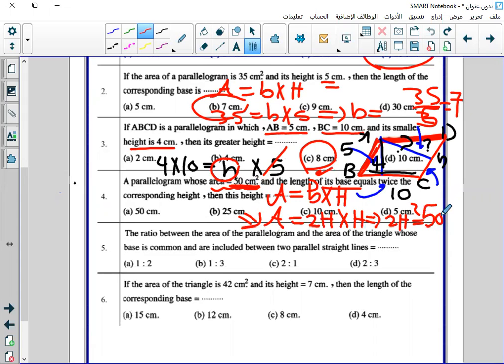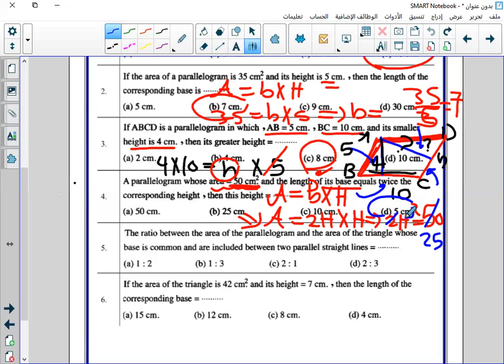Now we divide by 2 on the two sides. 2 divided by 2 equals 1, and 50 divided by 2 equals 25. Then h power 2 equals 25. We take the square root, so h equals 5. Yes, then h equals 5, letter D.